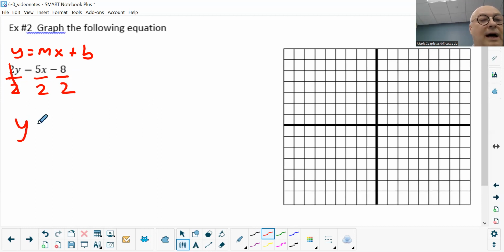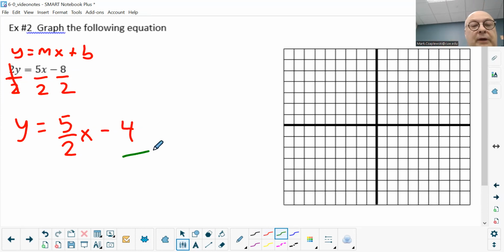And you end up with y equals 5/2 x. It's a positive this time. And then negative 8 divided by 2, use a calculator if you're ever unsure, is negative 4. So once again, this is your b. So you go on the y-axis down 4, 2, 3, 4 right here. And then your slope is going to be rise 5, run 2. 1, 2, 3, 4, 5, 1, 2.